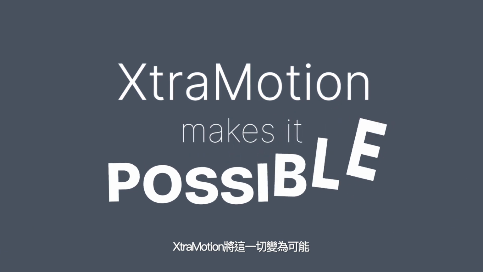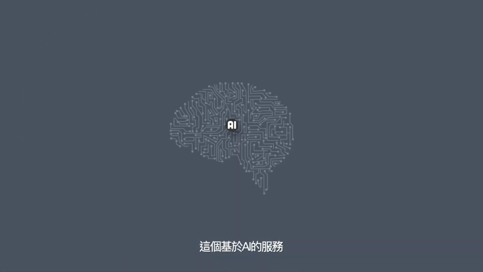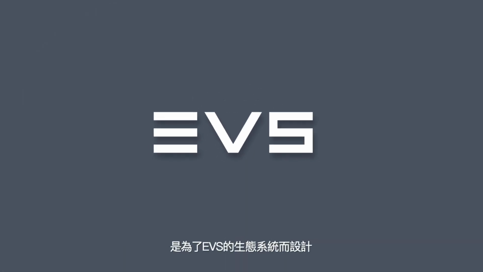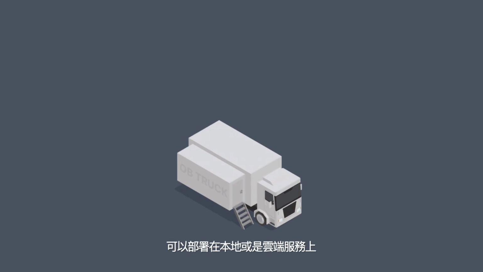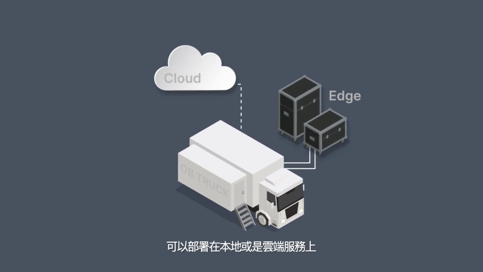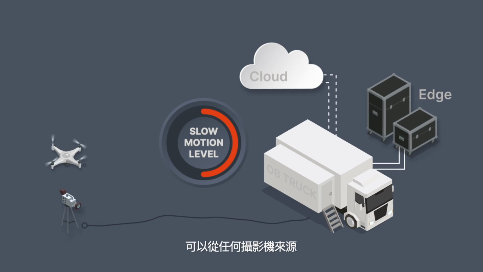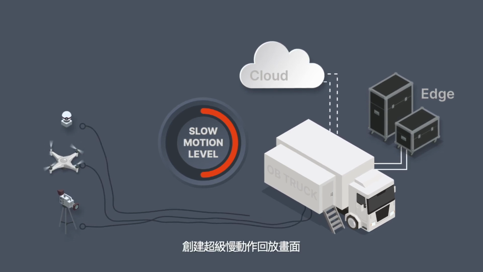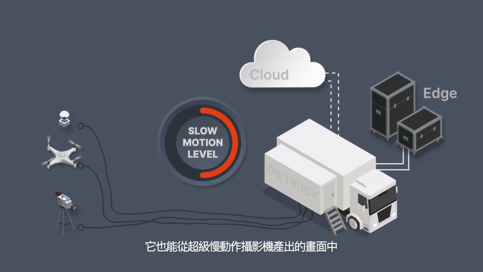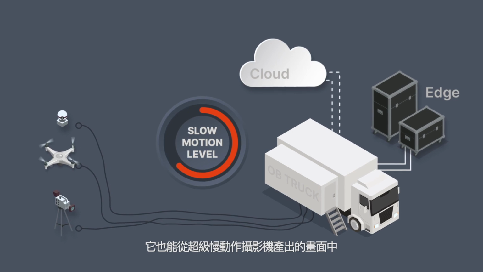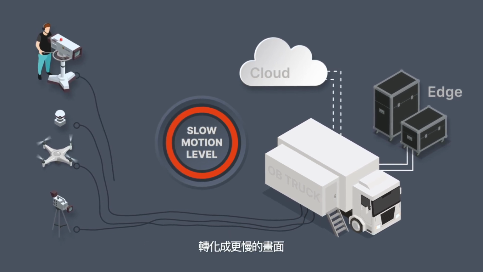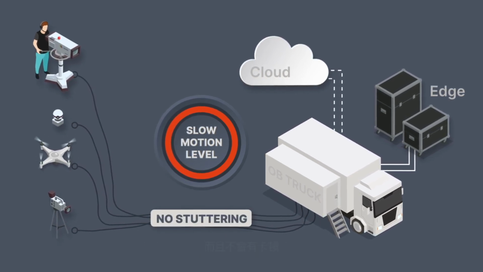XtraMotion makes it possible. The AI-based service, designed for EVS ecosystems, which can be deployed on-prem or as a cloud service, lets you create super slow-motion replays from virtually any camera feed during live or post-production. It also allows you to further slow down images generated by super slow-motion cameras without stuttering.